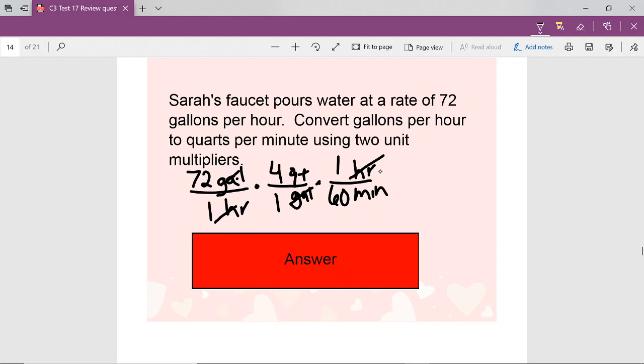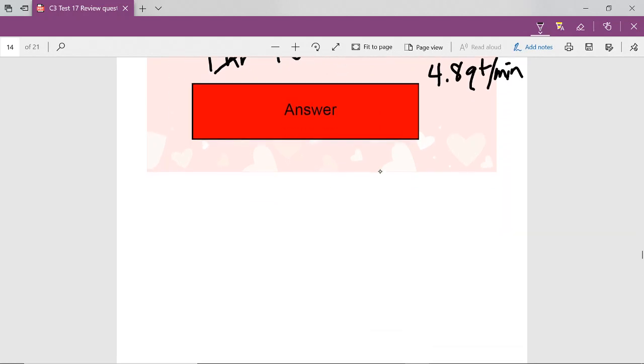Okay, now all I have to do is multiply 72 times 4. We have quarts on the top. And 1 times 1 times 60 minutes. And I just have to simplify. 72 times 4 divided by 60 ends up coming out to 4.8 quarts per minute. All right.